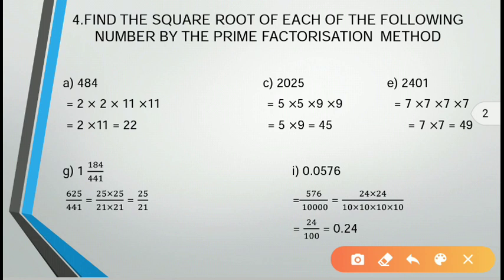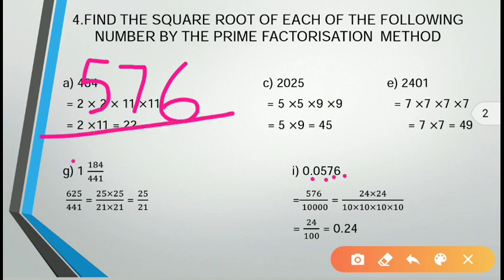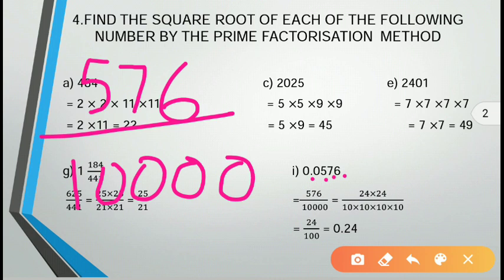After how many digits is the decimal? 1, 2, 3, 4. Okay, so write 576 and divide by 1 and 1234 times 0. Why? Because here the decimal is after the fourth place, so you just divide by 1 and write 4 zeros.